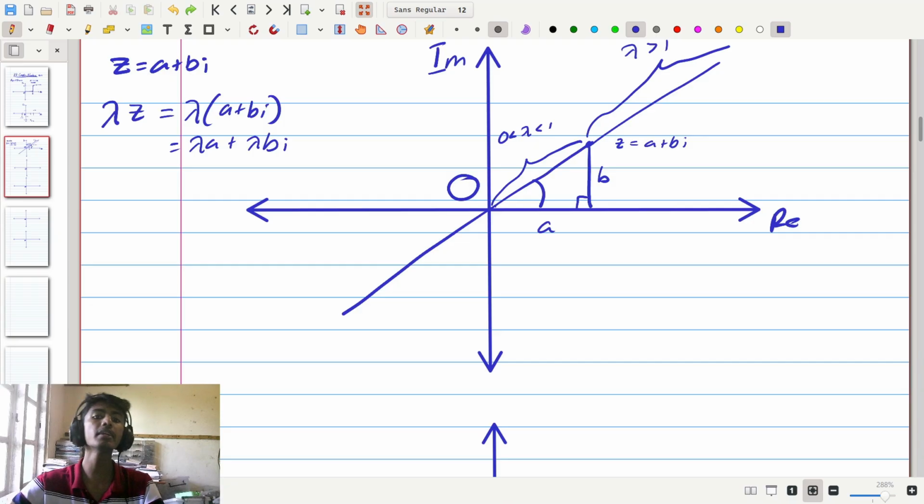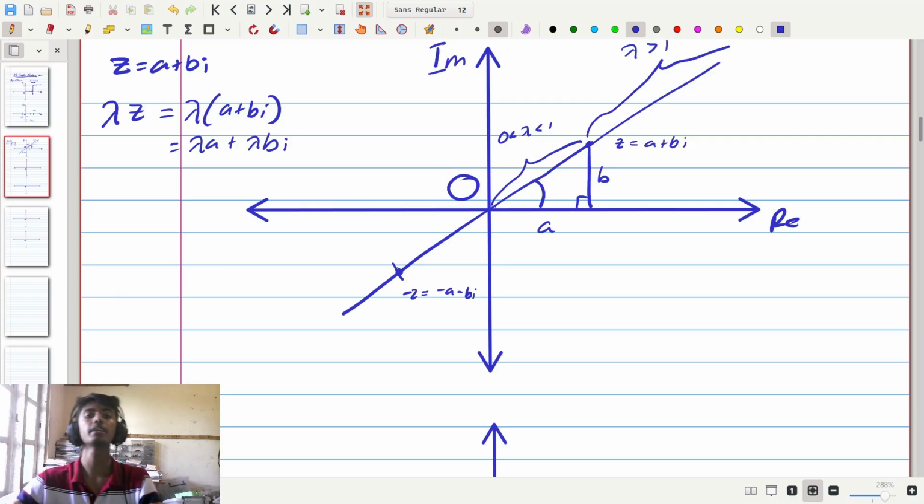Now, similarly, if we consider the negative case, if we multiply z by negative 1, or take lambda equal to negative 1, we're going to get the point that is completely mirrored across the origin from the original point z. So right here we're going to get negative z, which is equal to negative a minus bi. So therefore this point right here is negative z.